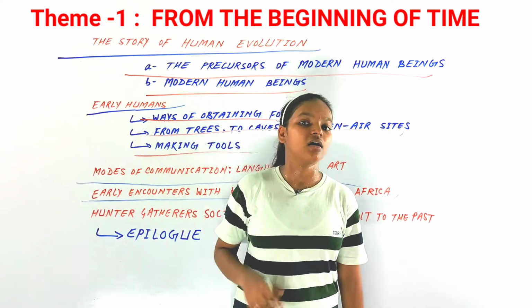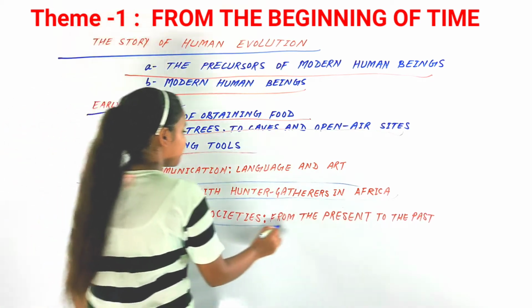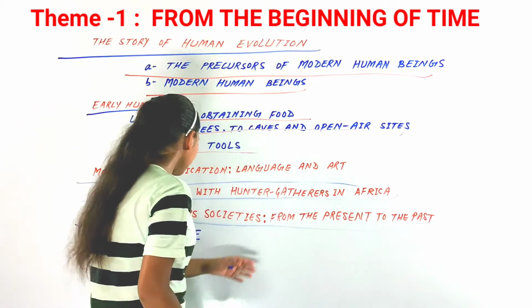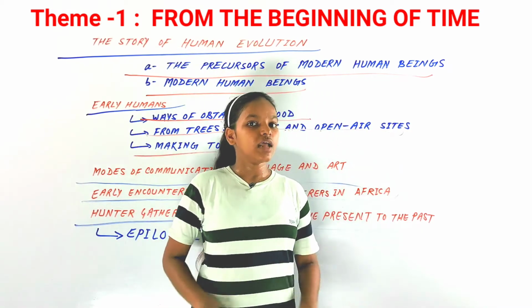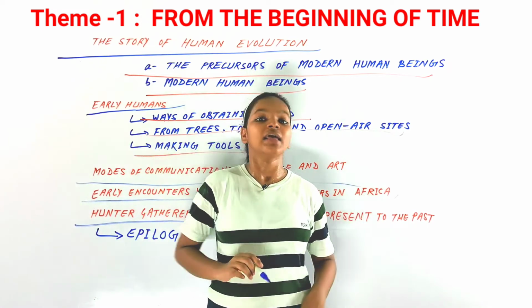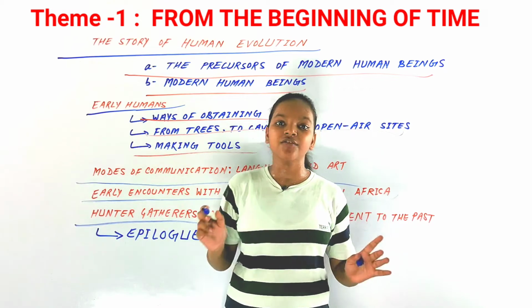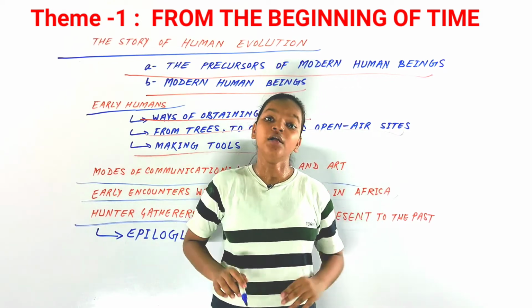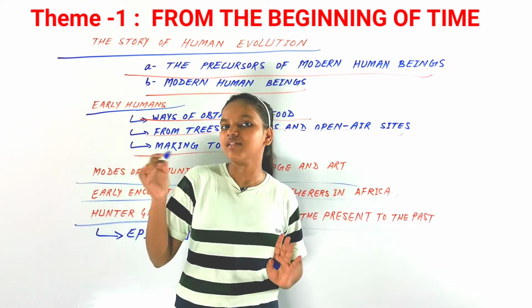Now the next topic of this chapter is hunter-gatherer societies from the present to the past. There must be a very important question rising in your mind, and I've talked about it as well. We have so many hunter-gatherer societies nowadays as well. So can we get any information about the past from those hunter-gatherer societies?